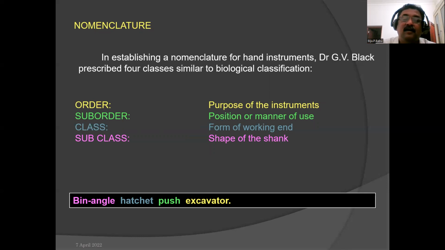Third, you write the position or manner of use, whether it's a push instrument or pull instrument, whether you use it in the push motion, pull motion, or lateral cutting. That is mentioned in the third position, and the purpose of the instrument is said last. So when you tell somebody what the instrument is, according to this nomenclature, you say binangle, hatchet, push, excavator. That tells you all the order of class and subclass. Okay.